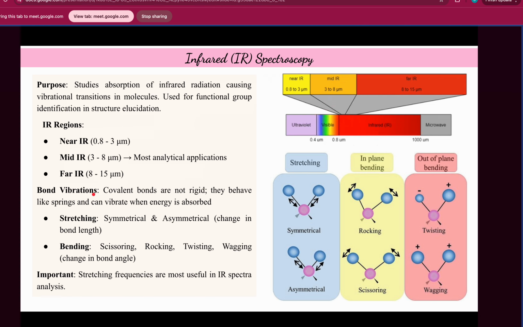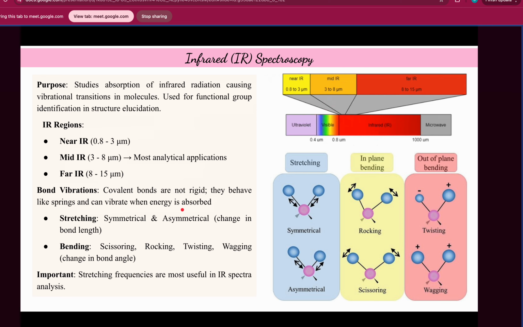So the bond vibrations, because it is based on these vibrations. Covalent bonds are not rigid. They behave like springs, and they can vibrate when they absorb some energy. So you can see that till now, whatever spectroscopic techniques we have seen, there is some kind of change which is happening due to which we are able to study. So in case of infrared, there is some vibration which is ongoing.